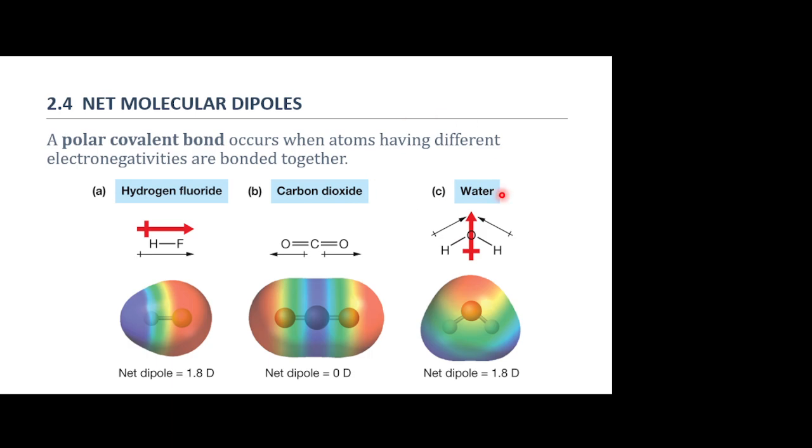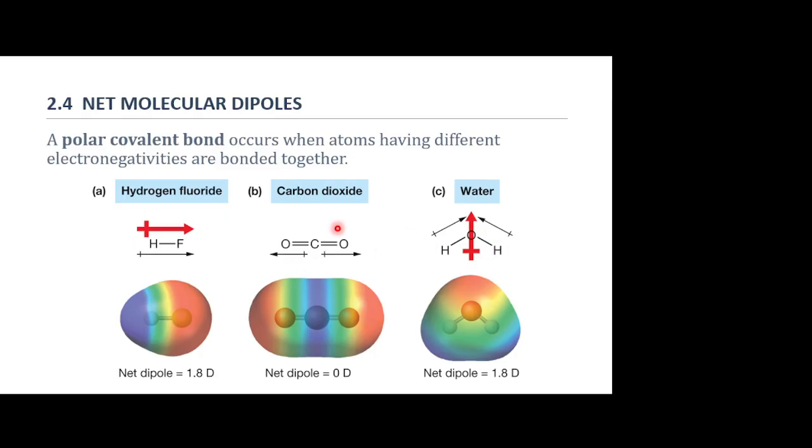Yeah, there you go. Polar covalent bond. This is going to occur when atoms have different electronegativities. They're bonded together. If you have the same electronegativities or very, very close, they're going to be referred to as a covalent bond. Okay. So these right here are called bond dipoles. See these little arrows right here? We have the black arrows right there.